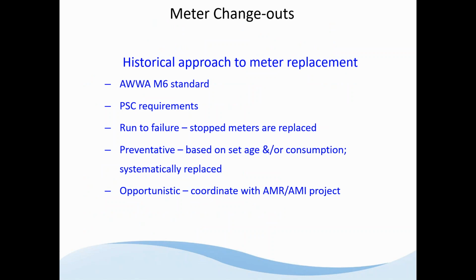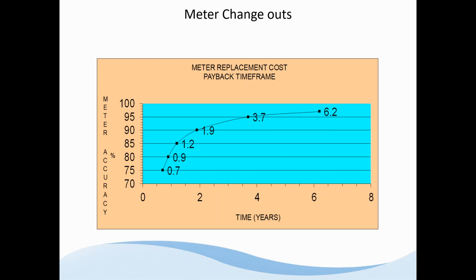The historical approach to meter replacement was the AWWA M6, any type of regulatory requirements, or we ran to failure, or we did preventative replacement based on age or consumption. With AMR and AMI projects, a lot of these are starting to be changed out because of them, which is a huge help. But we see over time that the payback time frame on changing out your meters really doesn't take long for the older meters, usually less than 6 years.